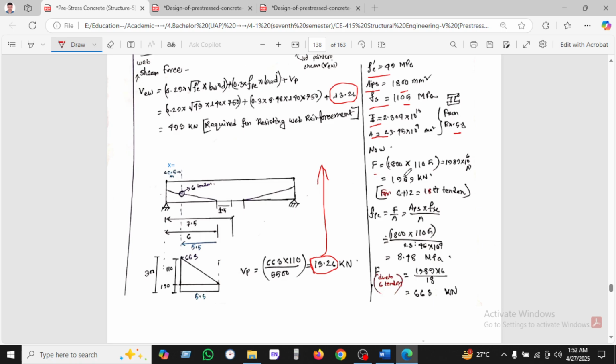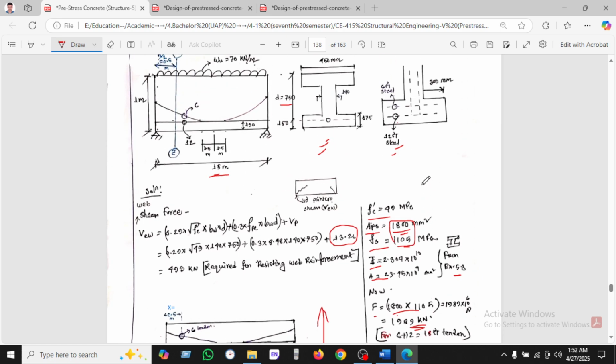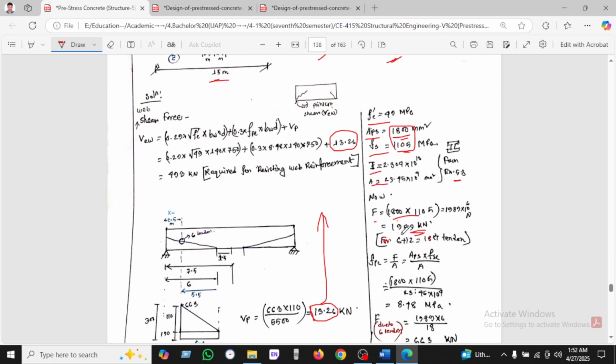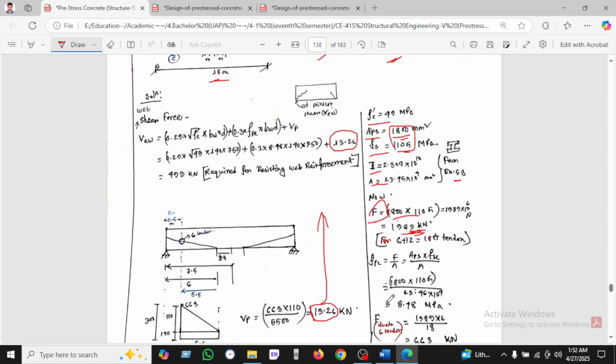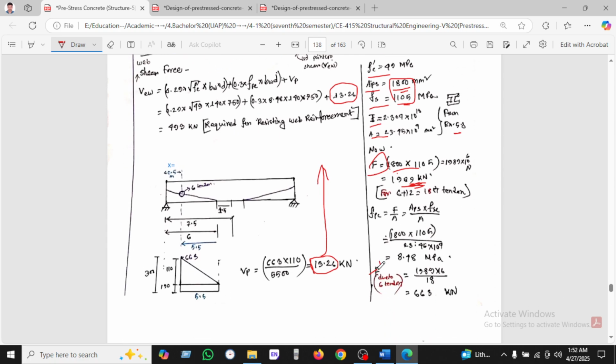Now we can calculate the force. We know the force equals area into stress. We know the area of steel and the stress, so if we multiply these, we get the force. Remember, the force is for a total of 12 plus 6, which is 18 tendons. If we calculate for only 6 tendons, how do we calculate? We will use this formula, so we can use it for only 6 tendons.